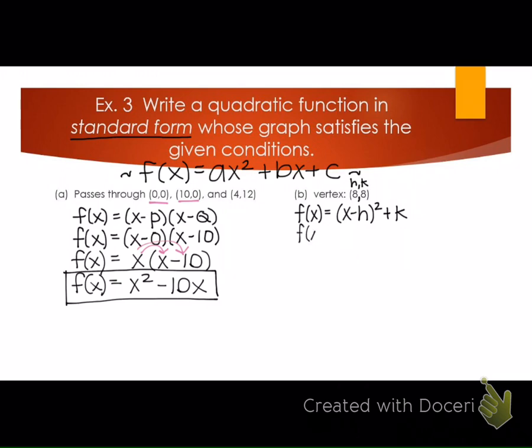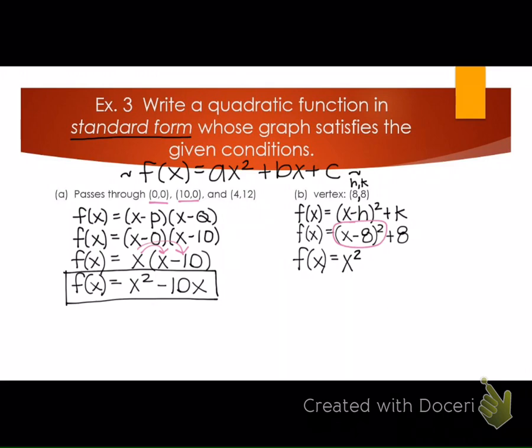So f of x equals x minus, what's our h value? 8 squared plus what's our k value? 8. Awesome. Now, we've got to go back to the beginning of chapter 7 again, where we multiplied special products. Do you see a special product in this problem? A square of a binomial, right? So, how do we multiply this quickly? First of all, we're going to square the first term. So we square x and we get x squared. How do we find the middle term?